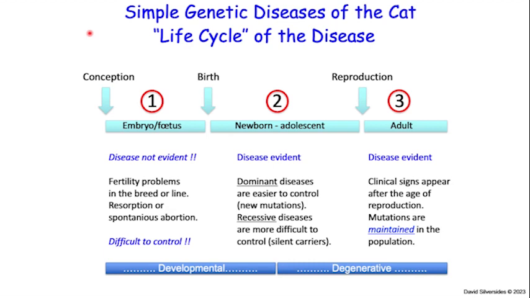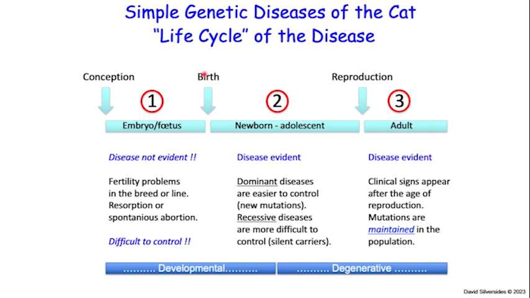Simple genetic diseases of the cat, no matter what medical system they affect, follow certain patterns. There are diseases that affect the embryo and the fetus during gestation. These diseases are difficult to identify, and are not particularly evident. They result in fertility problems, leading to resorption or spontaneous abortion. But resorption and spontaneous abortion can be caused by a multitude of factors, including the environment and infectious diseases, and not just genetic diseases. Therefore, genetic diseases during this period of time are difficult to control.